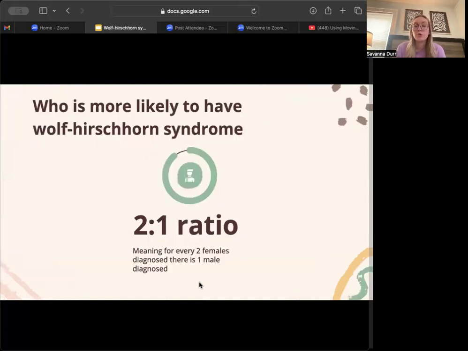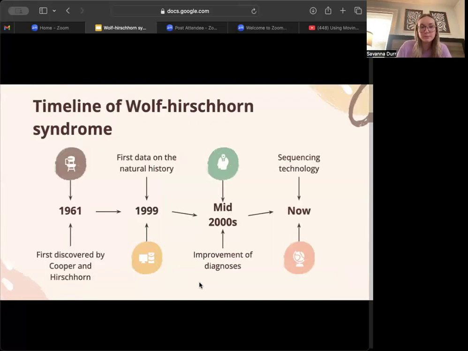So who is more likely to have Wolff-Hirschhorn syndrome? It is seen that it is a 2-to-1 ratio. Every 2 females are diagnosed, there is one male diagnosed. This just might be due to the chromosomal makeup of males and females, but it does help us determine what characteristics are shown in females more than they are shown in males.